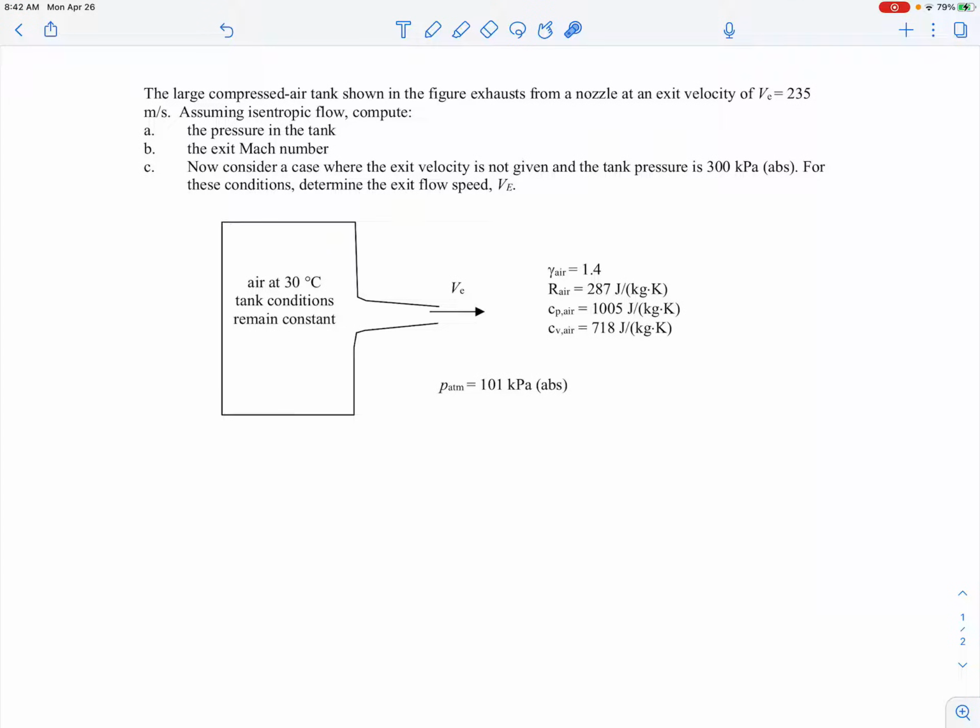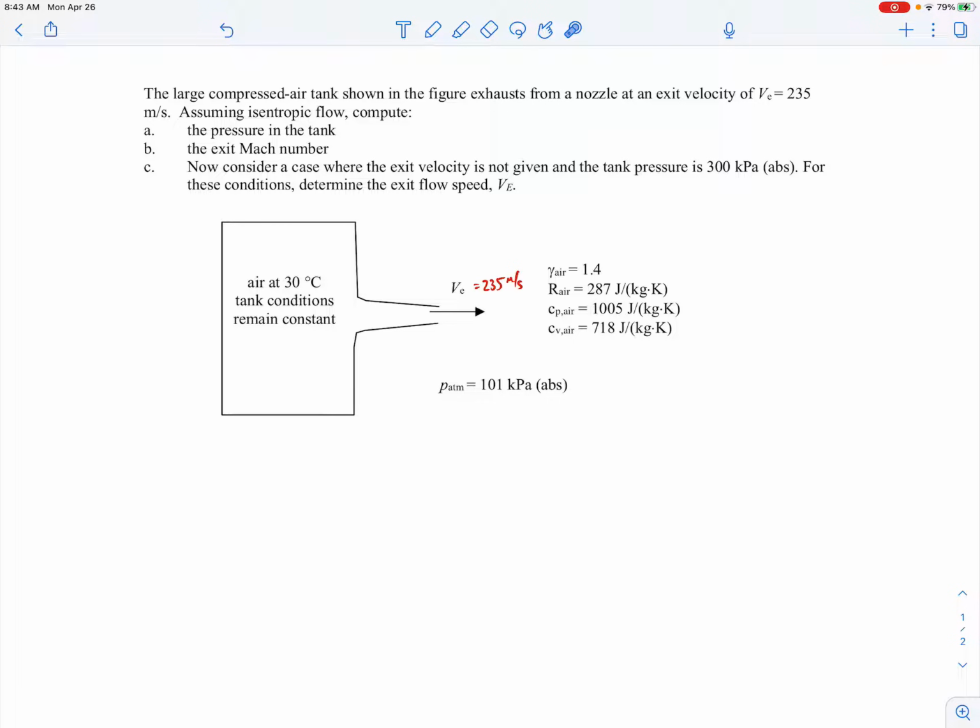Okay, in this example, we're told we have a large compressed air tank, and we're told that it goes through a converging nozzle isentropically. That's a pretty good assumption. And the exit velocity is 235 meters per second. Let me jot that down. It's discharging into the atmosphere, which is 101 kilopascals absolute pressure.